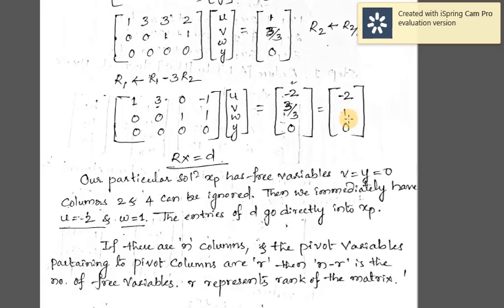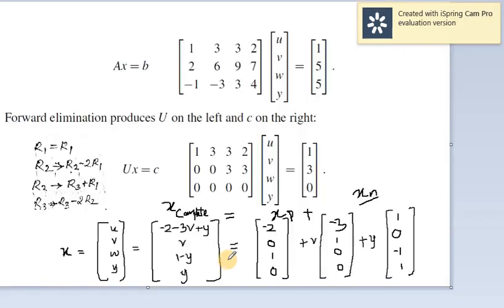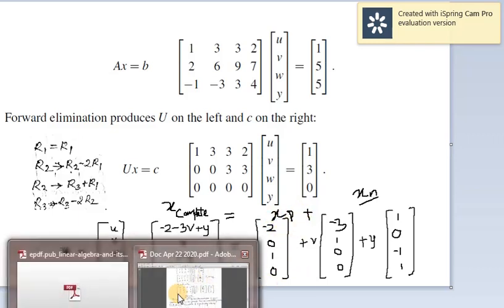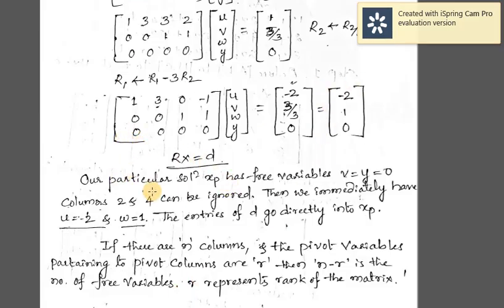Then when we write those in the column, it becomes the same kind of a vector. It would be minus 2 at the u place, at the v place it is 0, at the w place it is 1, and at the y place it would be 0. So we'll get the particular vector straight away from this solution. So this is the use of Rx is equal to D, and D is nothing but a column vector which has only the particular solutions of pivot variables in order. So u, v, w, y.